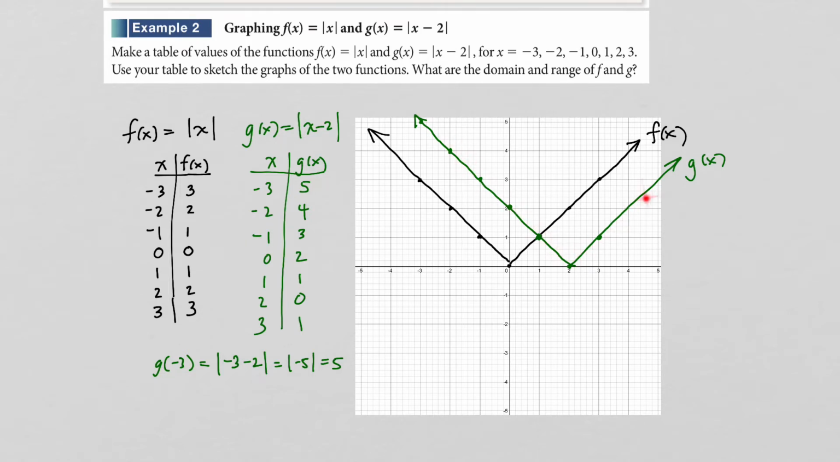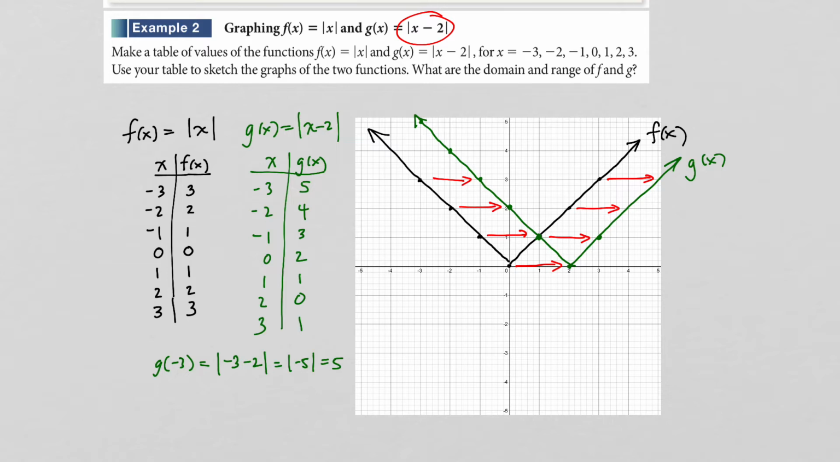And what you should notice with the graph of g is that it has the exact same shape as the graph of f, except that we took the graph of f and we shifted every point to the right 2 units. Every point is getting shifted to the right 2 units. And that is because we have x minus 2 inside the parentheses.